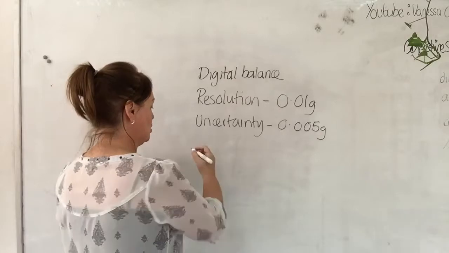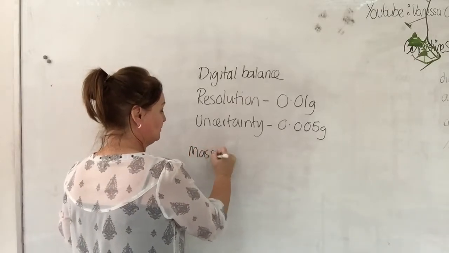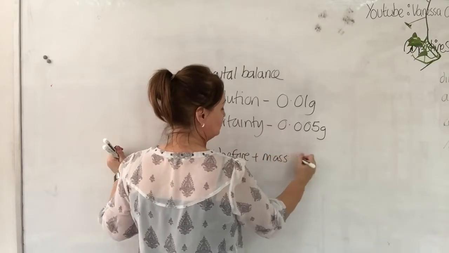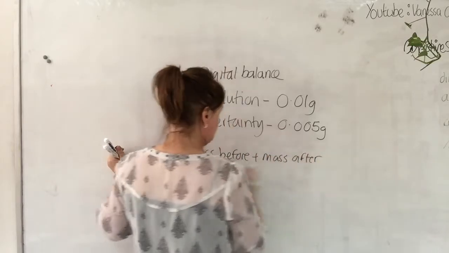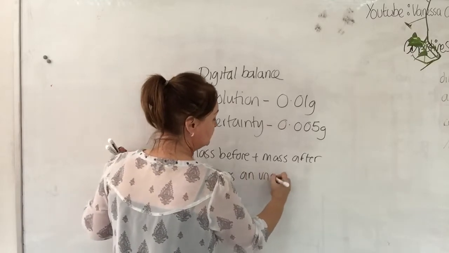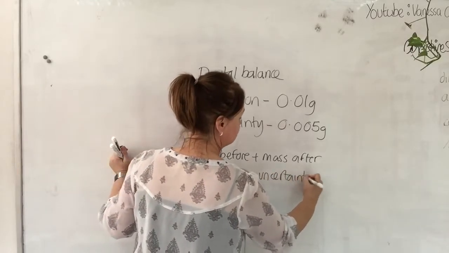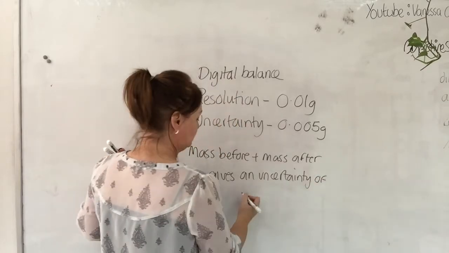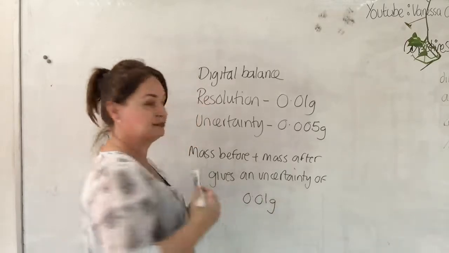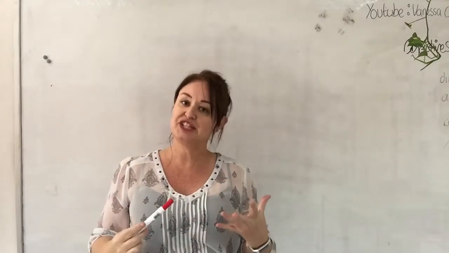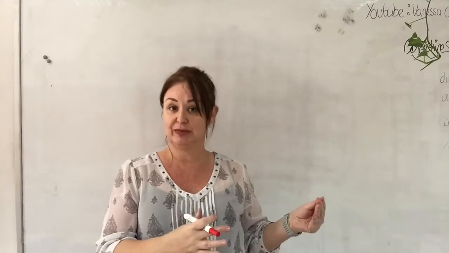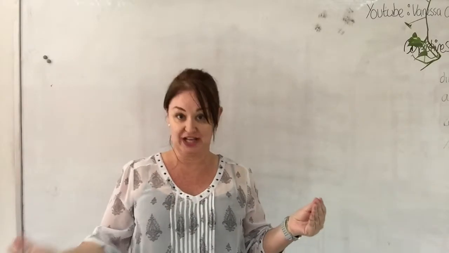So therefore, the mass before and the mass after gives an uncertainty of 0.01 grams. But that uncertainty just is what it is. That uncertainty stays with that digital balance no matter what mass you're weighing on it.